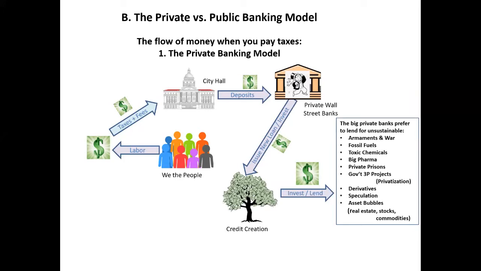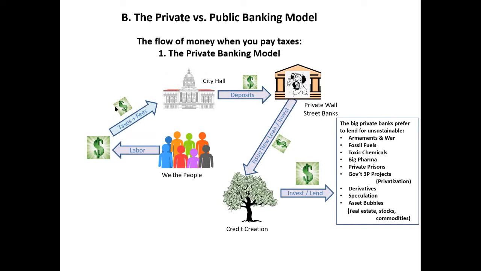All right, Alec will take this next phase, which is comparing the model of a public and private bank in terms of its lending, which is a very advantageous feature of a public bank, as you'll see. So we start off from we the people, where I have my arrow, who provide labor and are paid dollars.